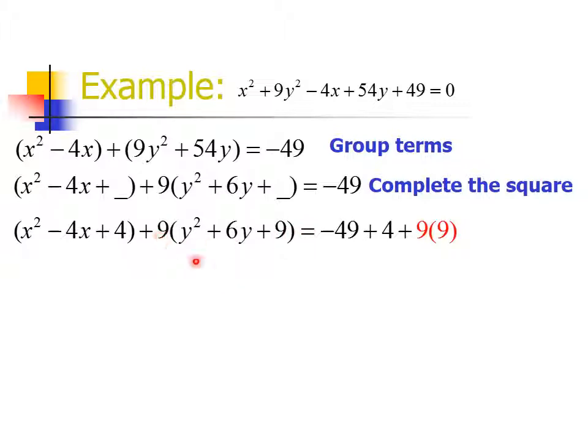We're really adding 9 times 9, which is what you see on the right hand side here. We also added 4 to account for the 4 that we added when we completed the square for the x squared trinomial.